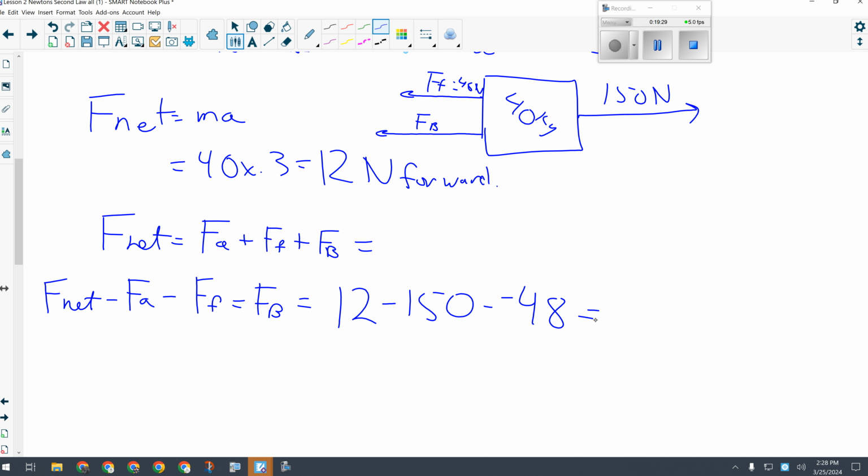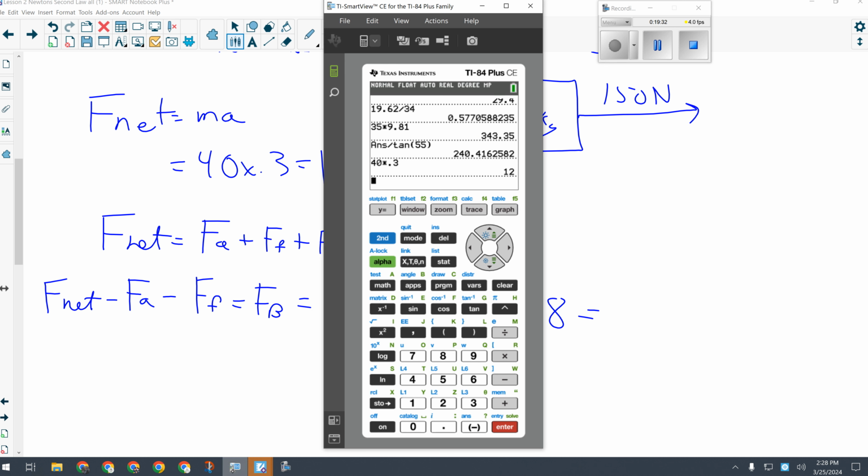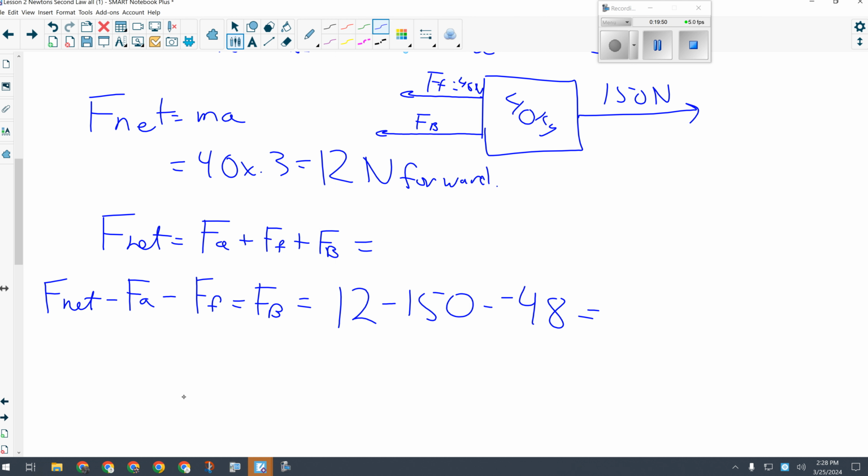Okay, so if I do that, the force in that rope from the 40 kilogram box's perspective is 90 newtons backwards. Now it only asked for the tension, so I can actually leave it as 90 newtons. It didn't ask what's the force on box A. Okay. Everybody all right with that?